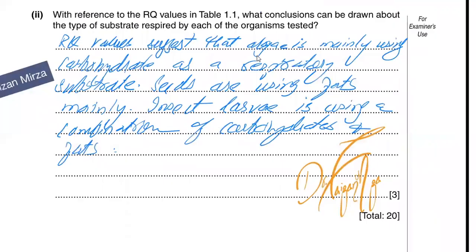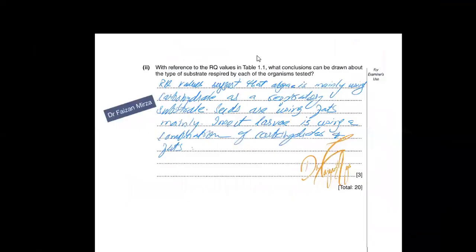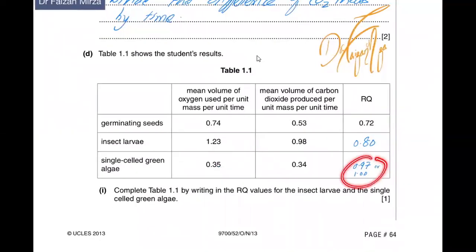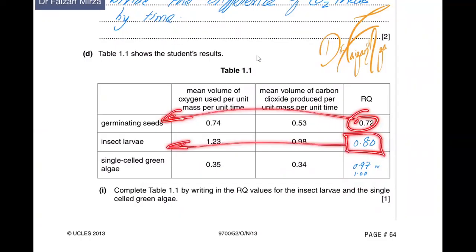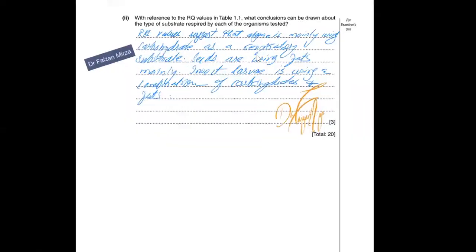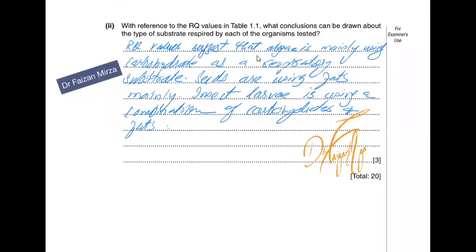With reference to the RQ values in table 1.1, what conclusion can be drawn about the type of substrate respired by each of these organisms tested? We have already studied that if the RQ value is 1.0, carbohydrate is being respired by aerobic respiration. If it's 0.72, lipids are being respired. If it's 0.80, it's protein being respired, or more appropriately, a combination of carbohydrate and lipids. So here you just mention according to that, and you get 3 marks there.